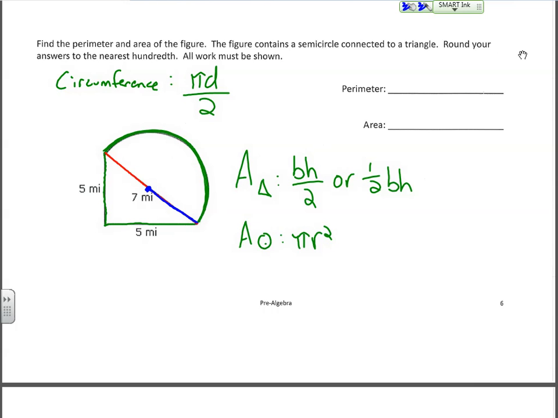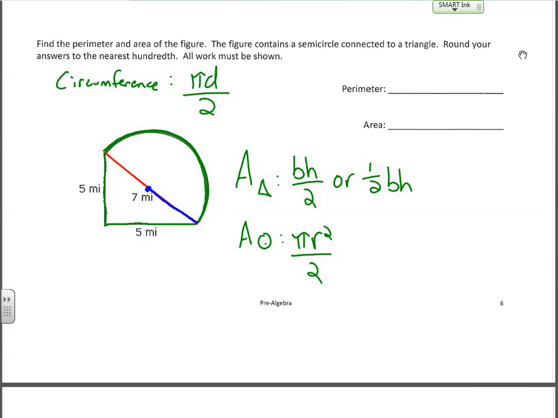Right? So half of 7 gets squared and then multiplied by pi. But because we only have half of a circle, we only want half of the area that this formula gives us. This formula, pi r squared, is the area for an entire circle. We only have half of it. So again, we are going to divide this by 2.